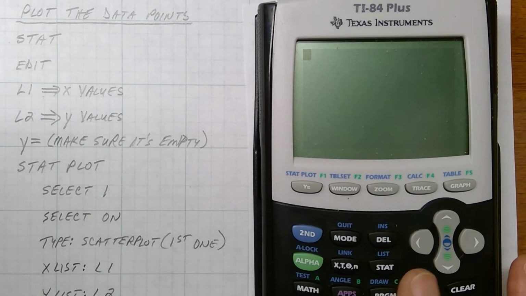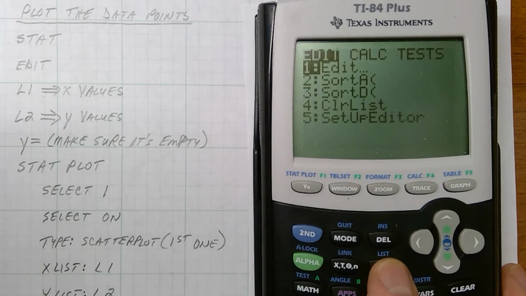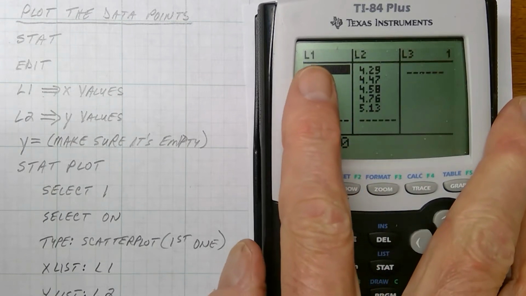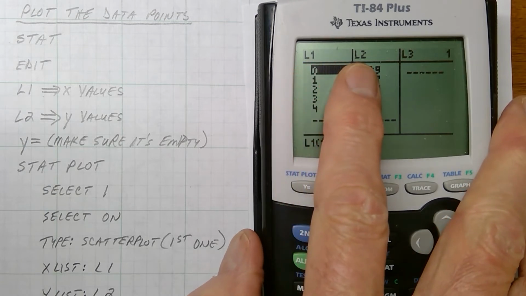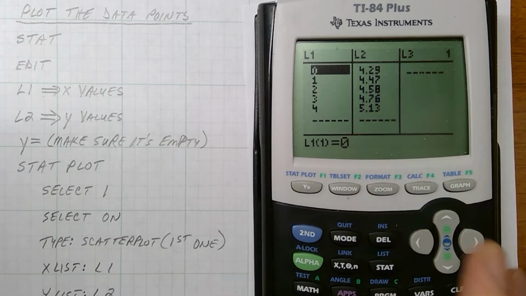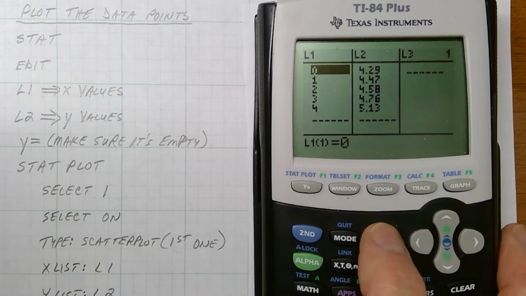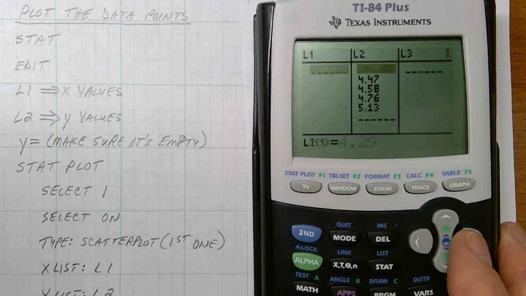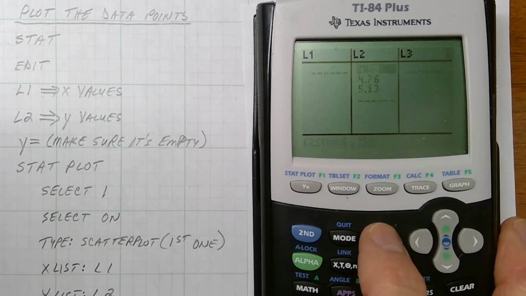First thing we're going to do is hit the Stat button right there, and choose Edit. So choose number 1, Edit. Now that's going to bring you to the table, and in List 1, L1 means List 1, L2 means List 2, in List 1 we're going to put all our X values. If you have something in your calculator, just hit Delete. It's probably the easiest way. There's quicker ways, but just hit Delete, Delete, Delete.